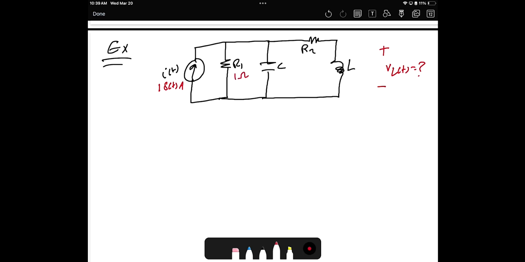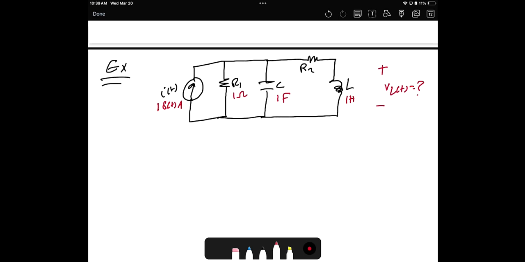The capacitor, it's not realistic, I'm going to assume 1 farad. By the way, it's unrealistic. In real life, there is no way to find a capacitor 1 farad big. For this problem, I'm going to assume the initial conditions are provided.